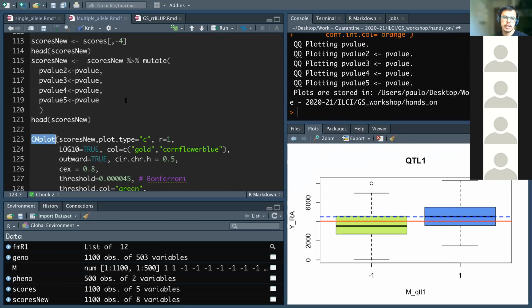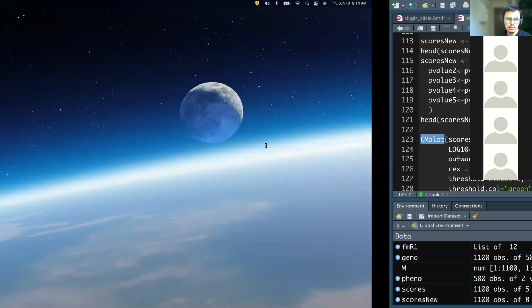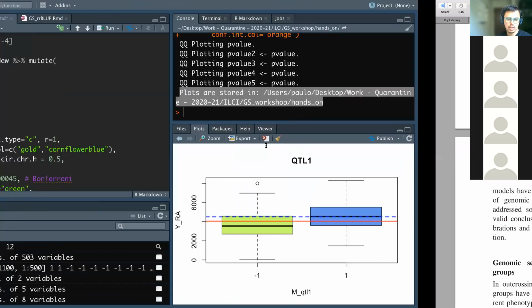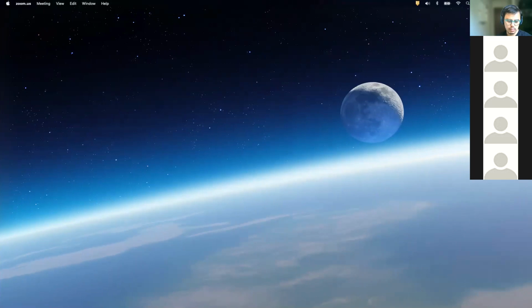The bad thing with that package is that it doesn't print the graphic here in the R console. So basically they store those graphics in the folder where you have the data, where you have the R script. So let me show you the graphic that you can produce with that.